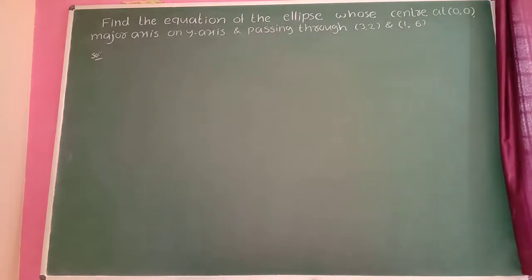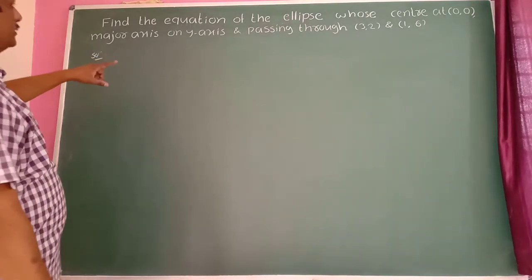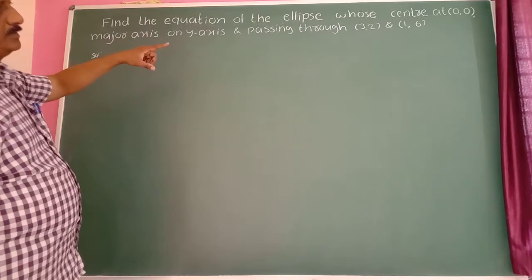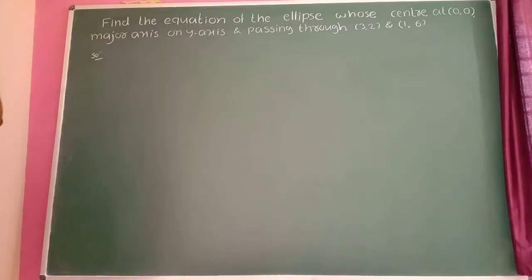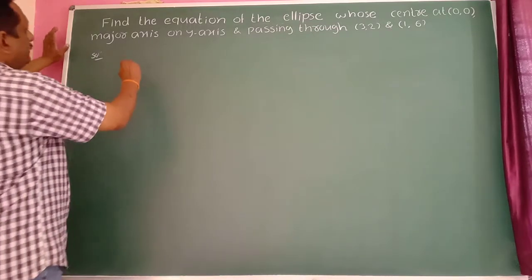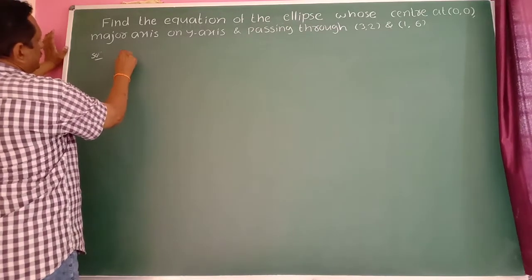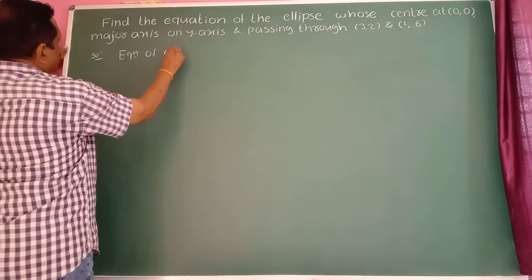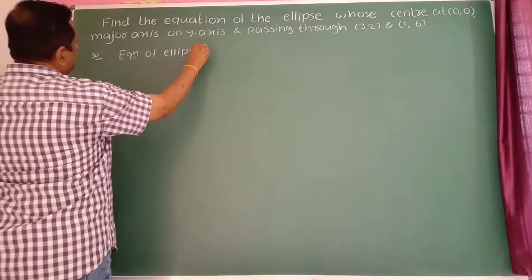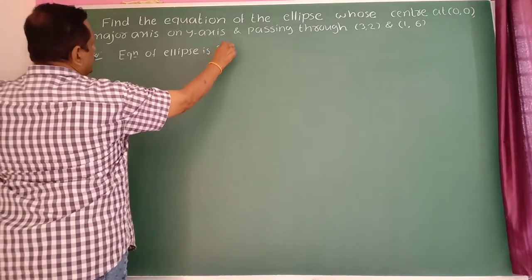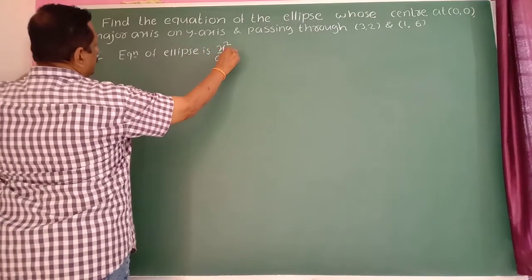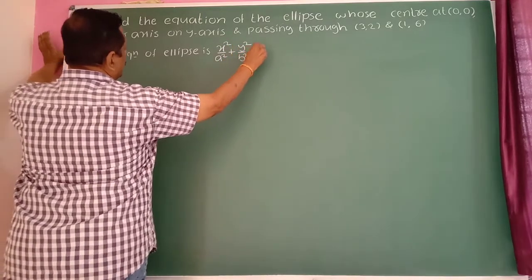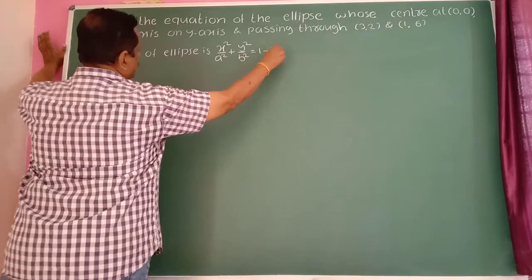Okay. In this case, the center is at the origin, the major axis is on the y-axis, and the ellipse is passing through the points (3, 2) and (1, 6). Therefore, the equation of the ellipse is x squared divided by a squared plus y squared divided by b squared is equal to 1.